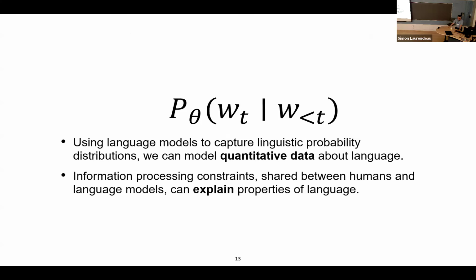So the two high-level points that I want to argue for today are, first, that using language models, these distributions, to capture linguistic probability distributions, we can model quantitative data about language in multiple domains. It gives us the best probability models for understanding language in multiple domains. Furthermore, we're going to see that the information processing constraints, which are to some extent shared between humans and language models like this, can actually explain properties of human language, why human language is the way it is. We're basically going to see that this kind of predictive distribution plays an important role in understanding language at multiple levels.